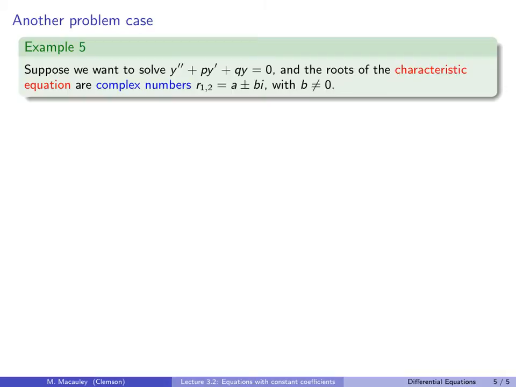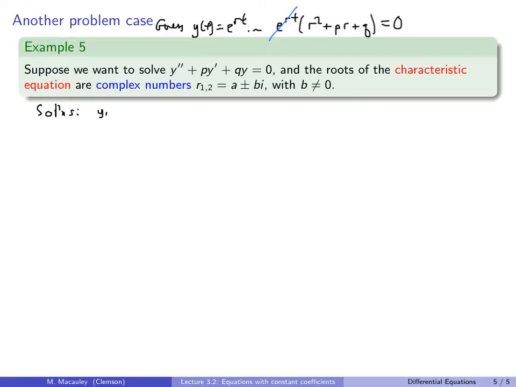So in other words, we guess that y of t is e to the rt. We plug this in, and we get e to the rt times r squared plus p r plus q equals 0. And we get rid of that. And this equation has complex roots. What then? Well, we still have two solutions. So as before, we have two solutions.